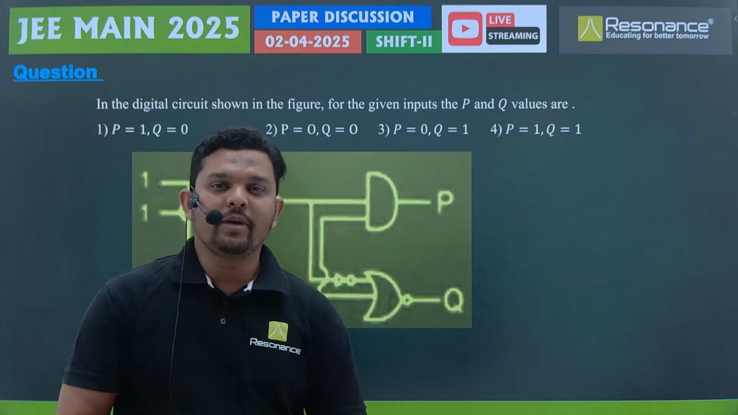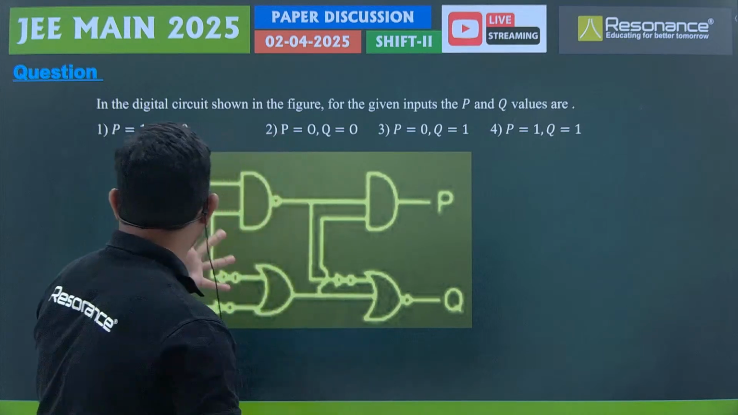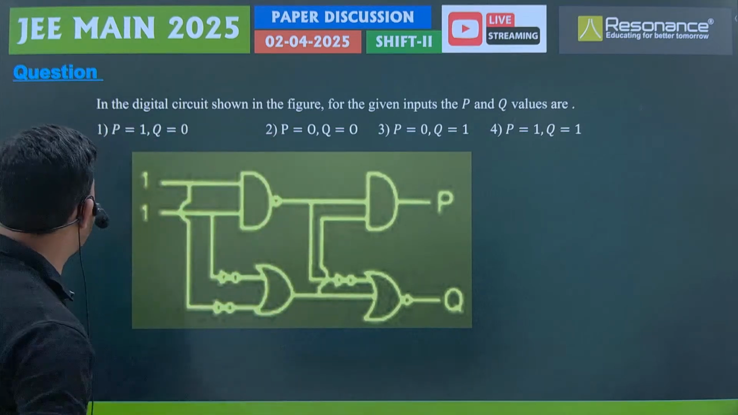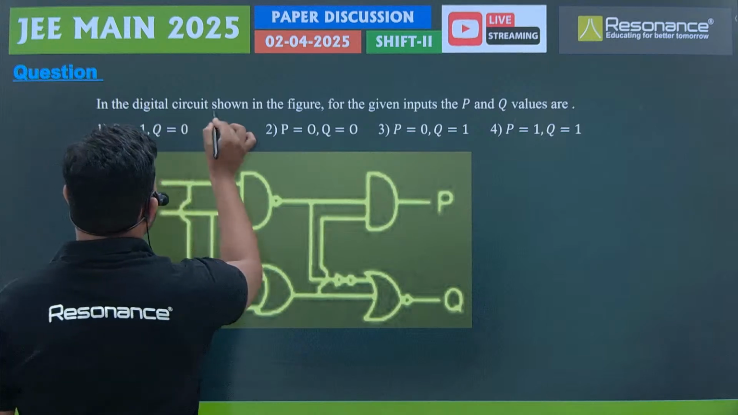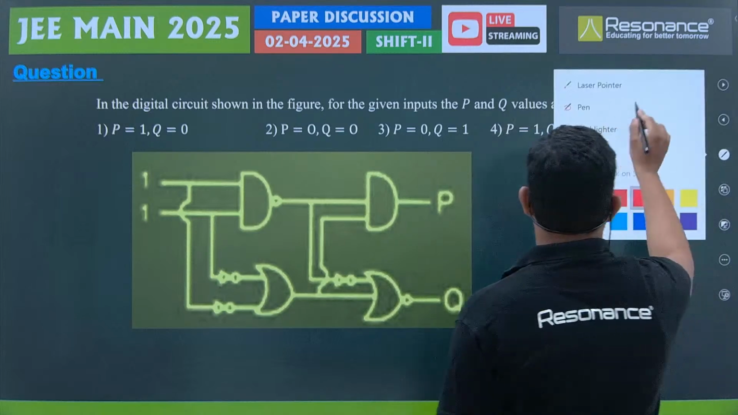Let us continue the remaining questions of our physics that we have received from our students. So now this question is basically from logic gates. In this question, what he has given is a digital circuit.